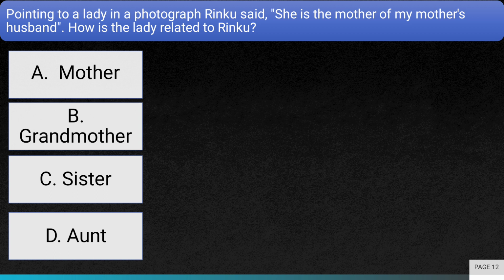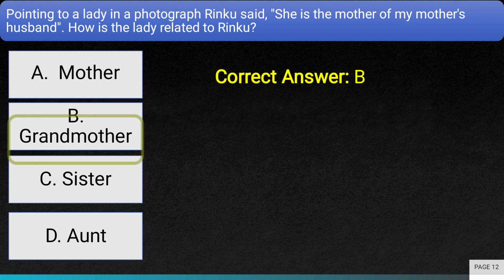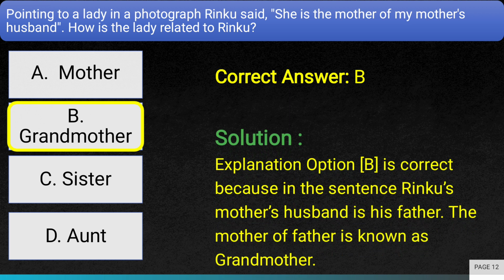Okay. Pointing to a lady in a photograph, Rinku said, "She is the mother of my mother's husband." How is the lady related to Rinku? Okay, options are mother, grandmother, sister and aunt. Okay, so you have to find out what's the relation. So the correct option is B. How is it correct? Let's find out.